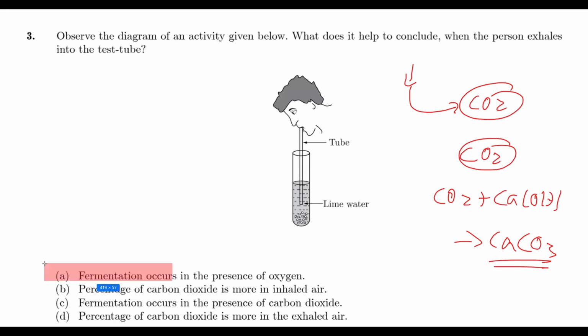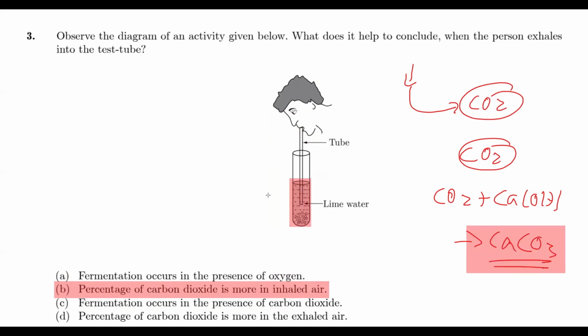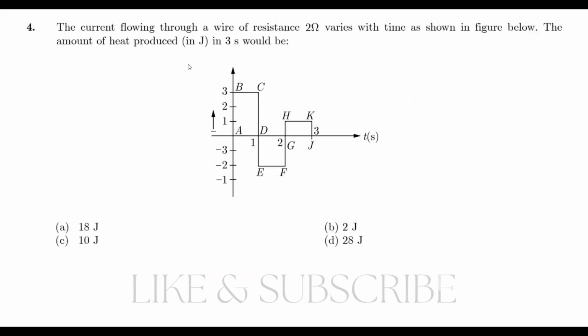Well, I think this is the question only. What they are asking is, when the test tube exhales, what is our observation? Fermentation occurs. Not at all, because fermentation takes place when glucose is oxidized anaerobically by yeast. Next is percentage of carbon dioxide is more in exhaled air. Yes, as I told you. So the exhaled air, this is a pichkari, right? So when the exhaled air is blown into the lime water, the lime water turns milky due to the formation of a white precipitate called calcium carbonate.